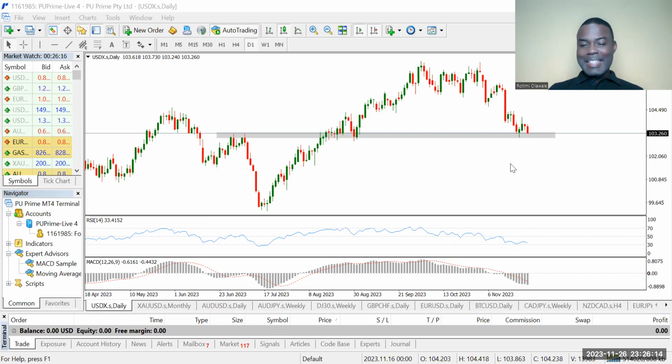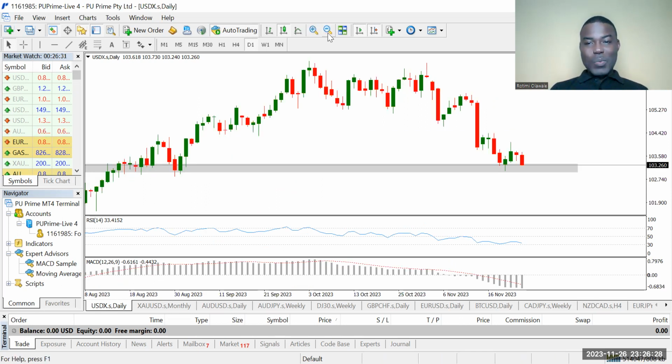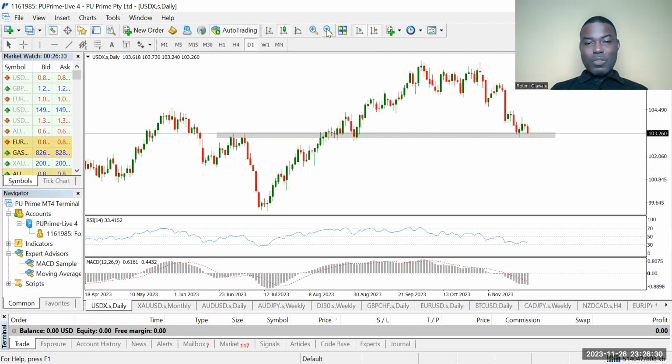All right, so let's get started. Today I have a lot of instruments I want to share with us, which will move in the course of this week. The first one I want to share with us is the dollar index, that is USDX, and that is what is on the screen at the moment.